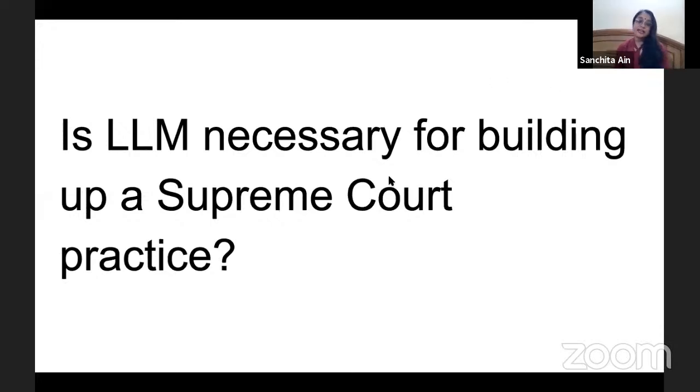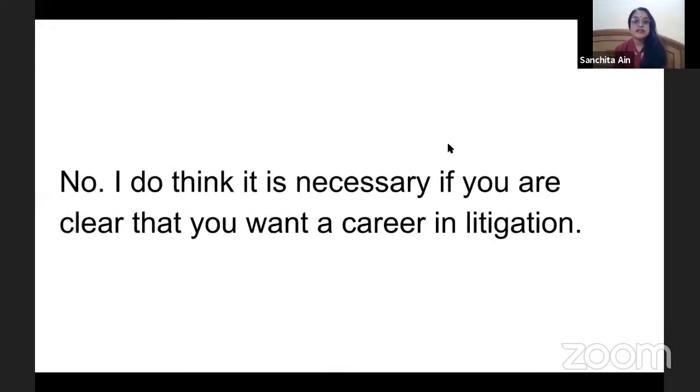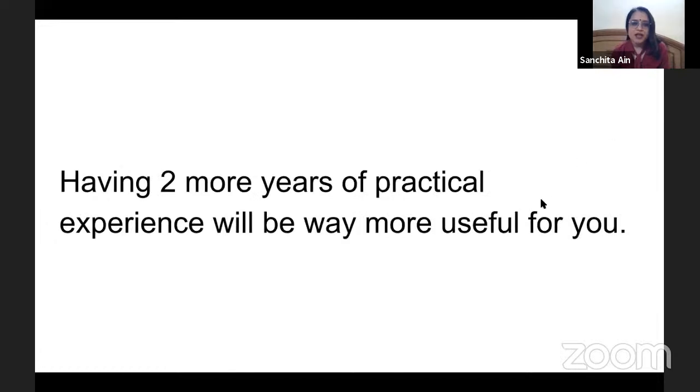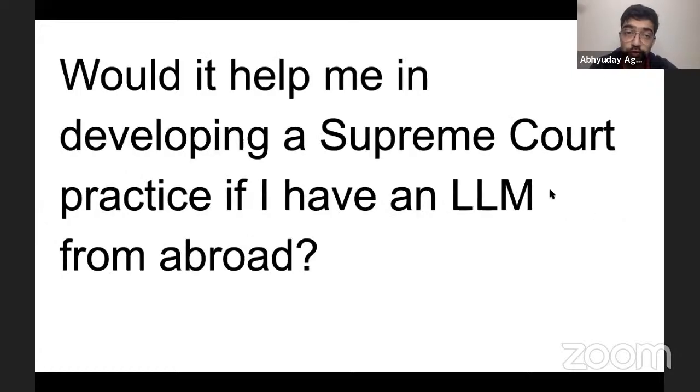Is LLM necessary? I think some of you may have that question. For litigation, it may not be that necessary. Can we go to the next slide? Having 2 more years of practical experience will be way more useful for you. If you want to pay 30 to 50 lakhs on your education, you can. But you're trading that against real experience, which you can get. So which one you want to choose, that is going to be your call.